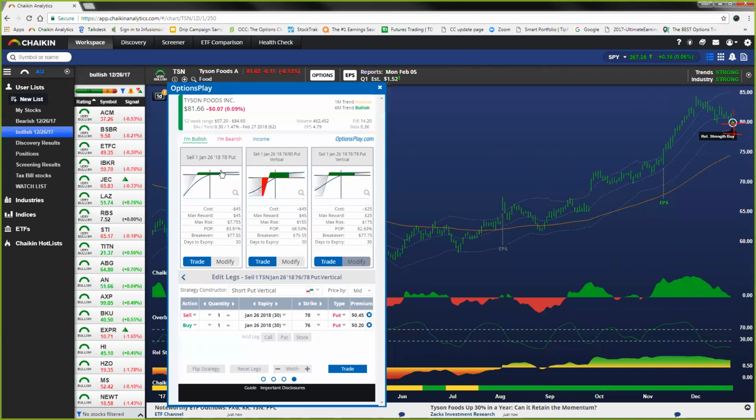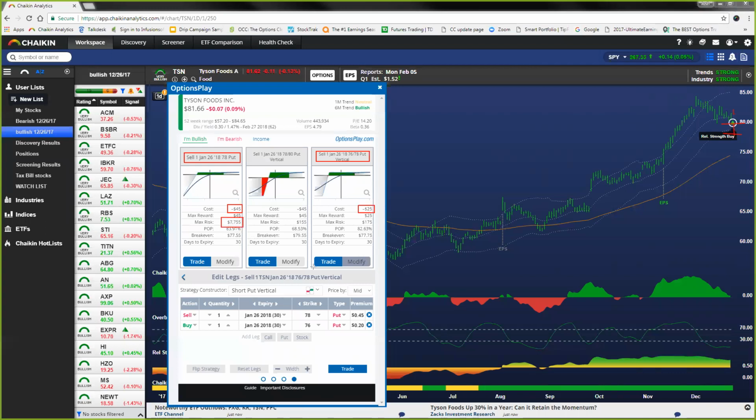Versus just selling the 78. So if we sell the 78, $45 in our pocket. If we sell the 78 by 76, we only put $25 in our pocket. We lose 20 cents on that. This is where we just sell the 78. This is where we sell the 78, but also buy the 76. Now, our cost has gone down. Instead of making 45, we're only making 25. But check out the risk.